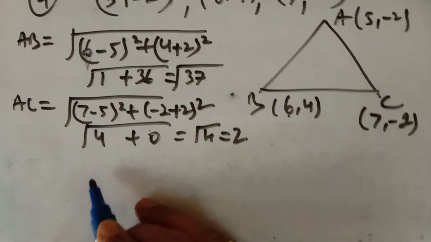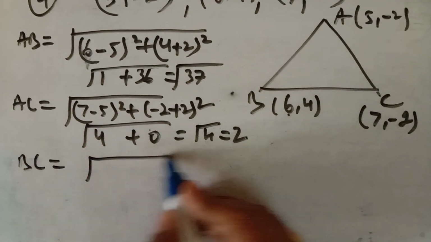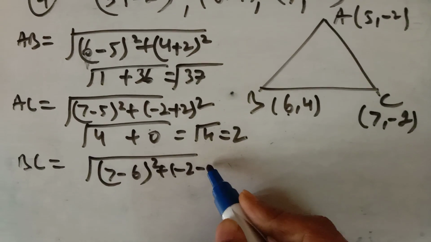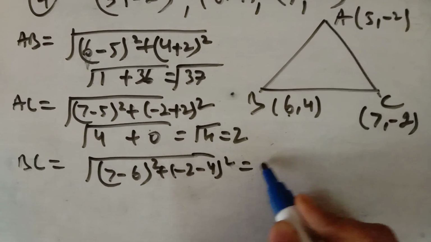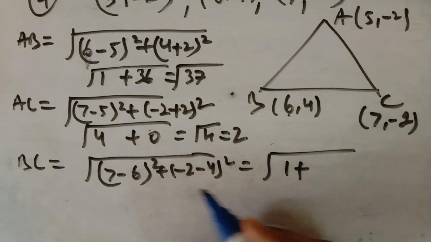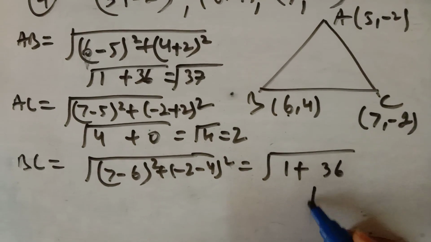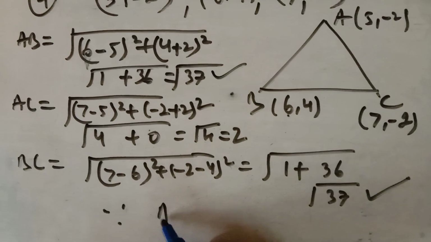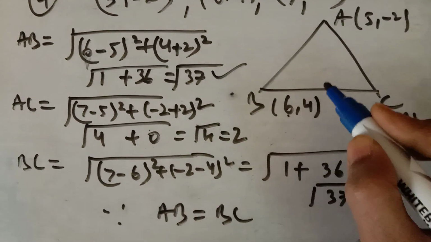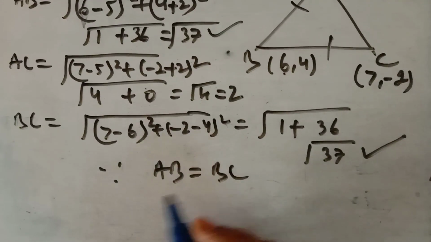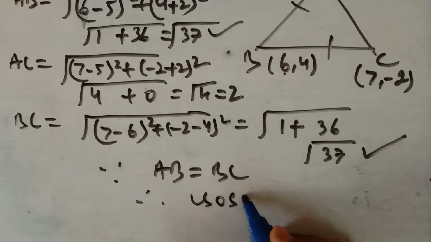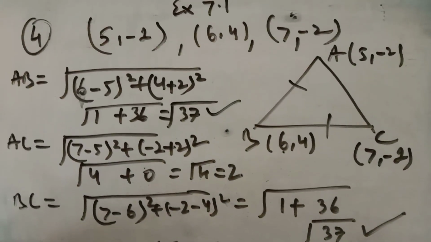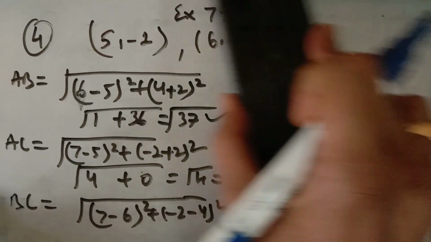Now I'll find the length of BC. BC will be equal to the square root of (x2 minus x1) whole square plus (y2 minus y1) whole square. So this is coming out to be 1 square, that is 1, plus 6 square, that is 36, giving 37, that is root 37. So this side and this side are equal to each other, that is AB is equal to BC. Therefore it is an isosceles triangle, because the lengths of two of its sides are equal. So it is an isosceles triangle.